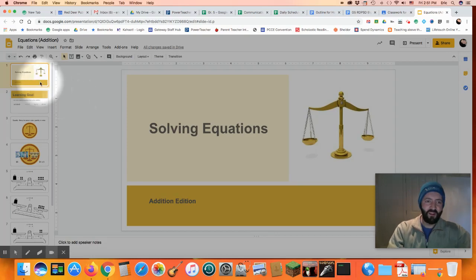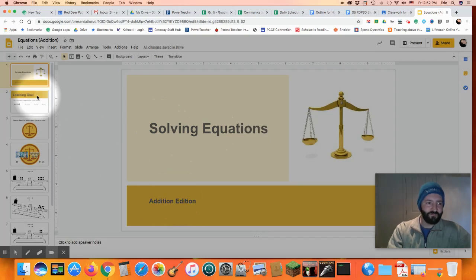Last week, we introduced you to a few things. We introduced you to expressions and variables. And then we kind of laid that foundation for you so that we could jump in this week and start learning about equations. And today, specifically, we are going to be solving equations with addition.